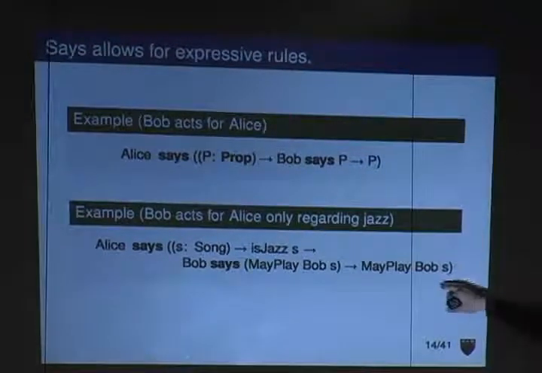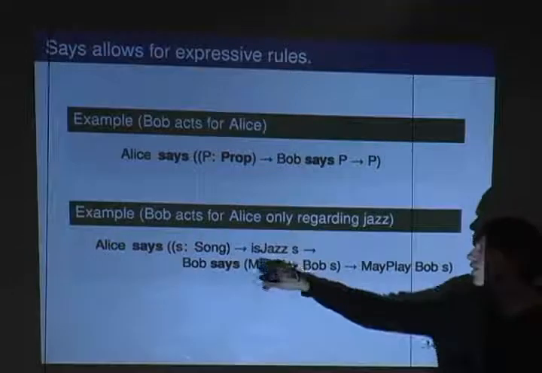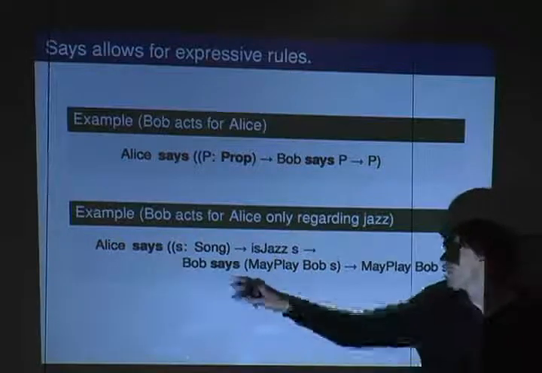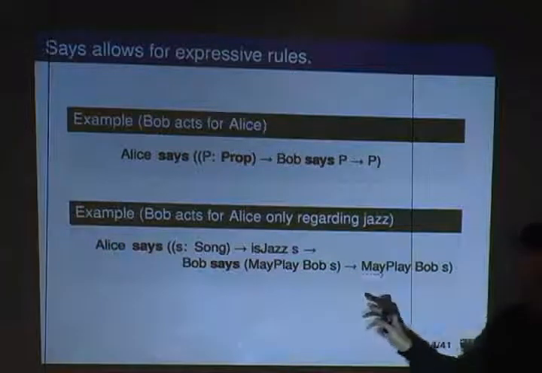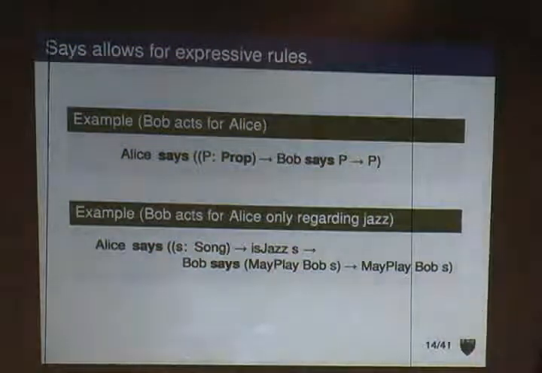So now we have a more subtle rule where Bob will act for Alice. Now Alice is going to say that if S is a jazz song and Bob says that he's allowed to play the song, then Alice will conclude that he's allowed to play the song. So now Alice is again delegating some of her authority, but she's not delegating all of it. She's only delegating it with regards to playing jazz songs. So this is following the principle of least privilege, and it's just being a lot more fine-grained.